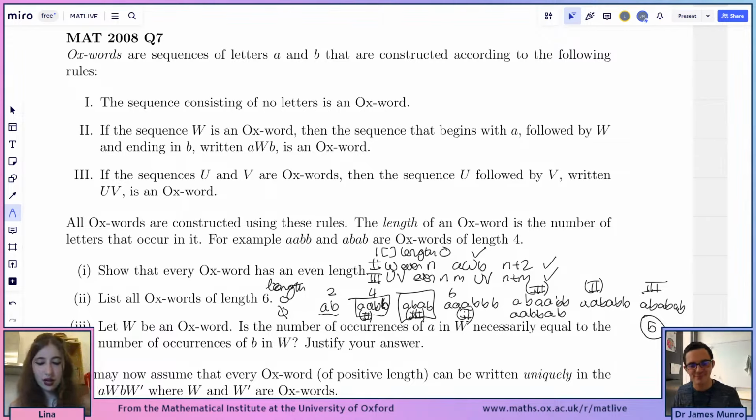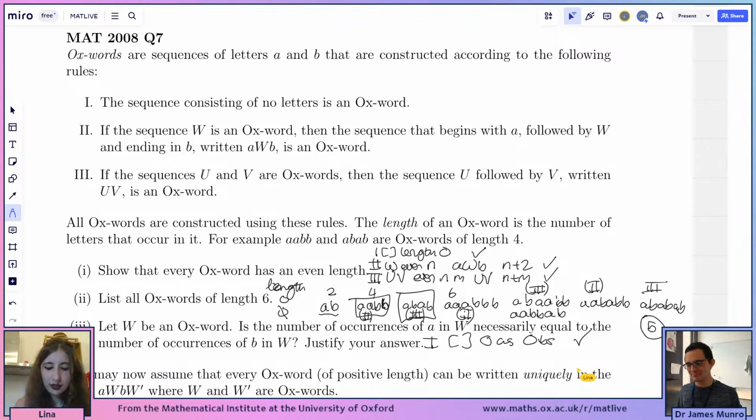So for the third part of the question, we ask if the number of A's is equal to the number of B's. To prove this, we're going to look at the base case again. So this is our first rule, and it is just the empty word. So it has 0 A's, 0 B's. So 0 equals 0. This is right.